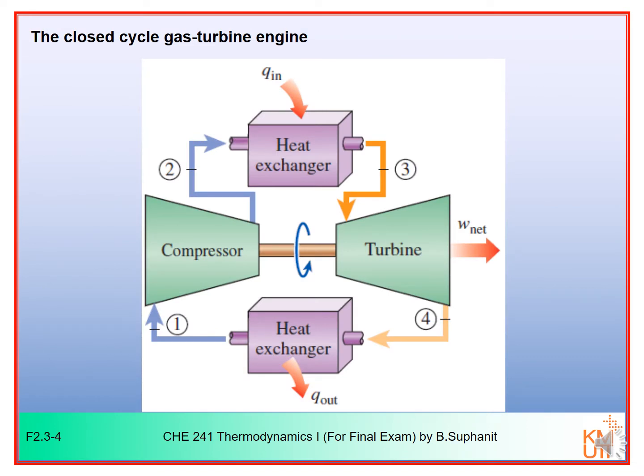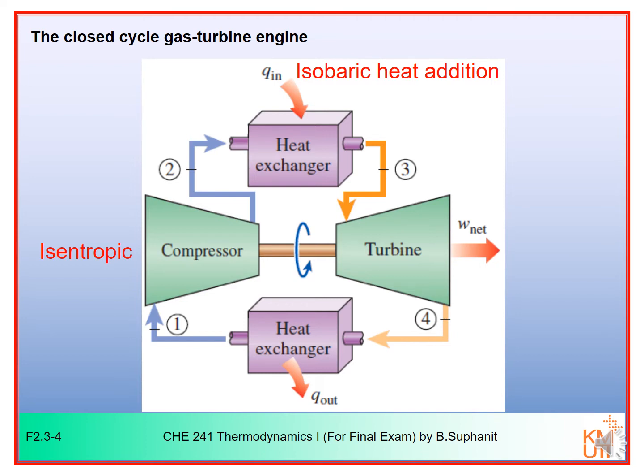As a result, when applying the cold air standard assumptions to the gas turbine cycle, it becomes a closed-loop gas turbine cycle or Brayton cycle as shown here. The cycle consists of 4 reversible processes, which are 2 isobaric and 2 isentropic processes. The first step is an isentropic compression in a compressor or process 1-2. The next step is an isobaric heat addition in combustion chamber or process 2-3.